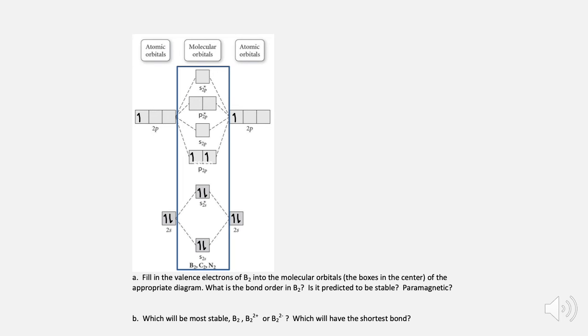So bond order is simply the number of bonding electrons minus antibonding electrons divided by 2. This is going to give us a notion of how many electrons are stabilizing this molecule in bonding orbitals and how many are destabilizing it in antibonding orbitals. So the higher our bond order, the more electrons we have in bonding orbitals and the more stable our molecule is going to be. So there's our formula for bond order.